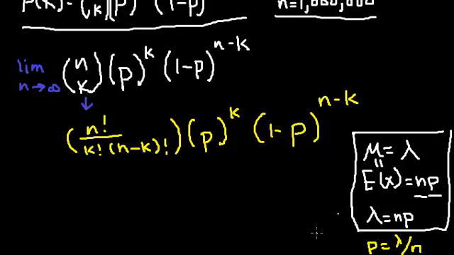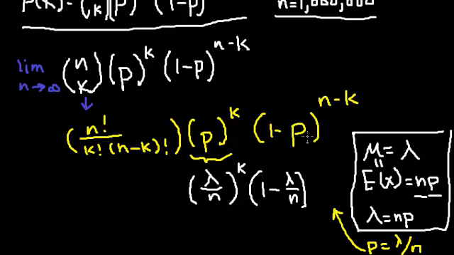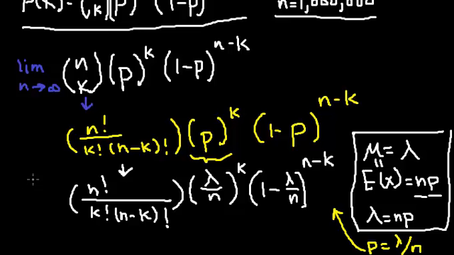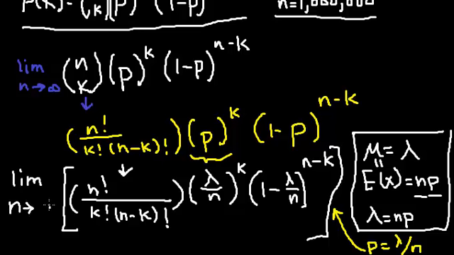Alright, so we can substitute that result in there, and what we get now is p becomes lambda over n raised to k, and the other side becomes 1 minus lambda over n raised to n minus k. Alright, and of course the same thing in here. And so n factorial over k factorial times n minus k factorial. And please make sure that all of this is multiplied by the limit as n approaches infinity.